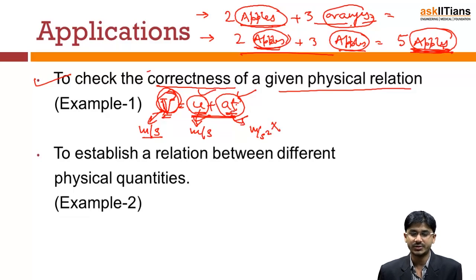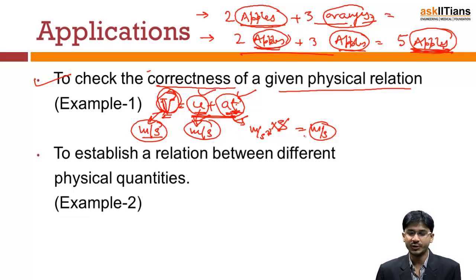This is initial velocity, the unit is meter per second. Now acceleration we know is meter per second square. This is multiplied with t, time, that is second. So one second cancels out, that is meter per second. What we can see here is that these three things have the same units.